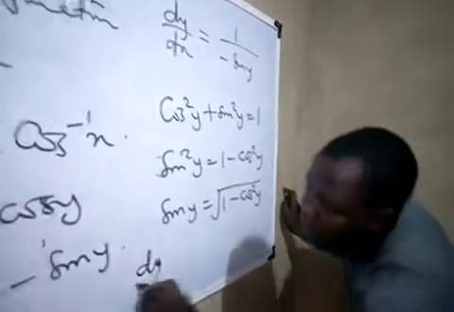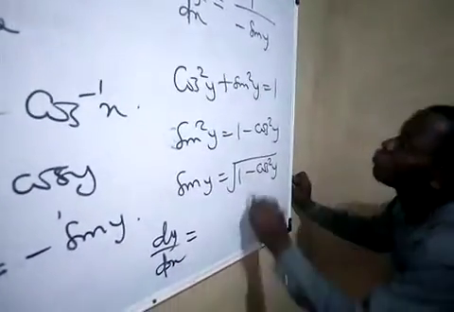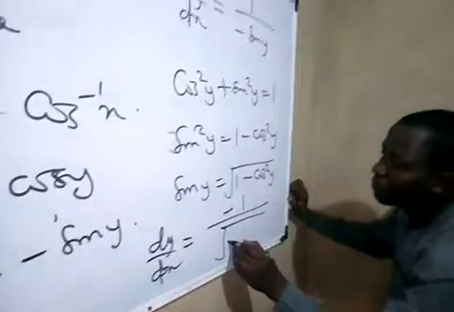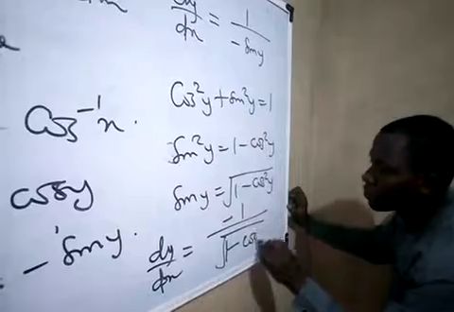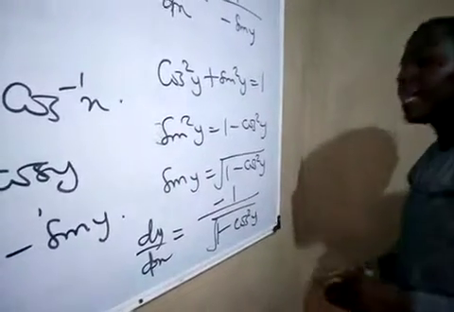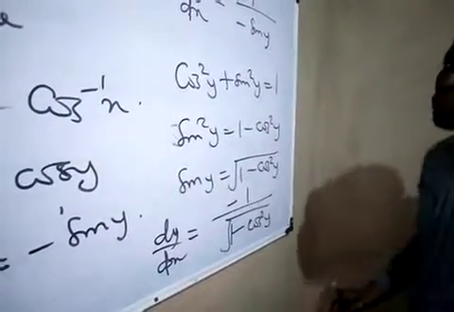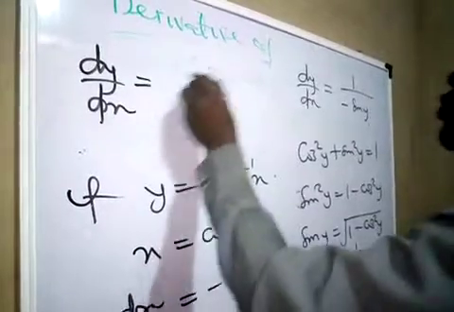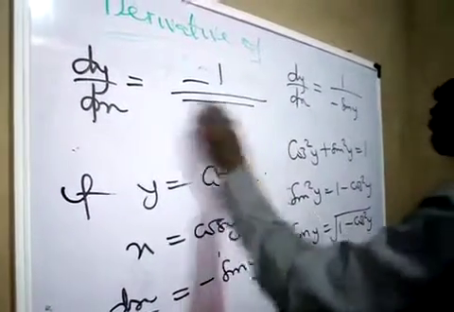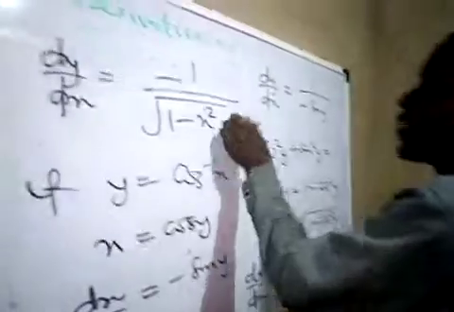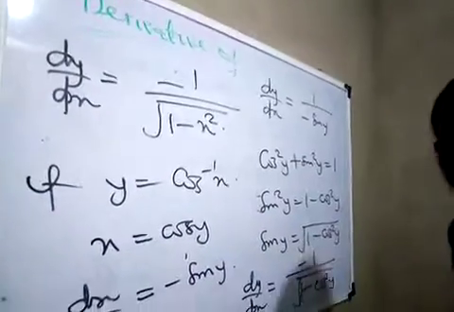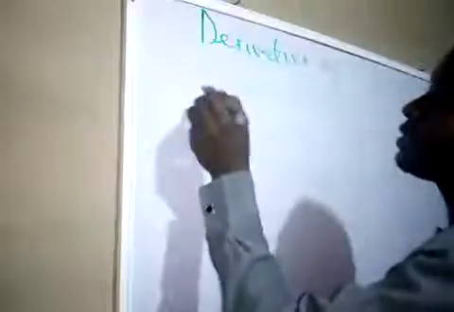dy/dx equals 1 all over the, so the minus that reflected will come up, minus 1 over square root of 1 minus cos square y. But now let's substitute for this. So we have dy/dx equals minus 1 all over square root of 1 minus x squared. So the difference between sine and cos is that this one is having a negative. So lastly, we have the inverse function of tan.